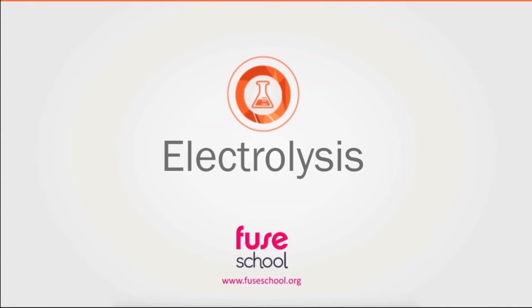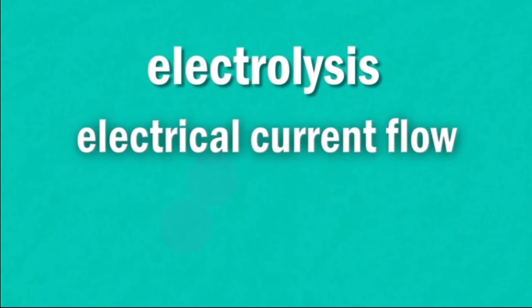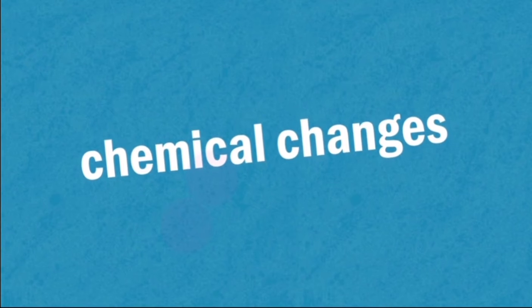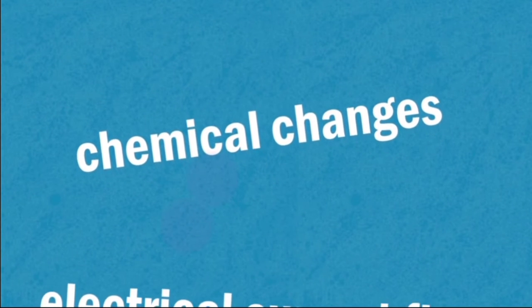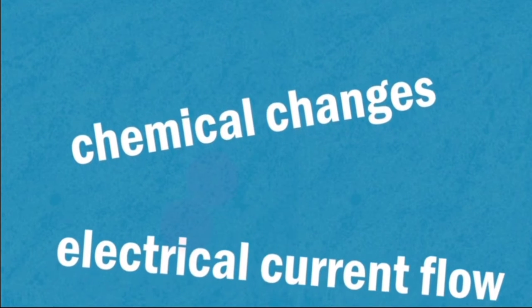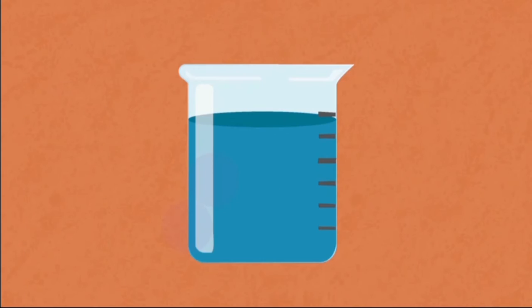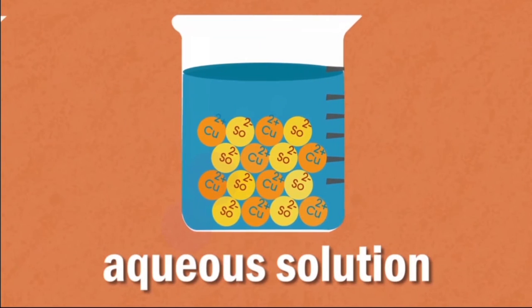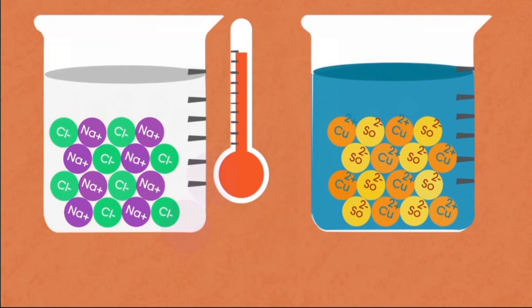Electrolysis is electrical current flowing through liquid, which causes chemical changes. Yes, you did hear that correctly. Current flowing through a liquid. Now, not all liquids can conduct. The liquid can be a molten ionic compound or an aqueous solution. In either case, it must be able to carry current.